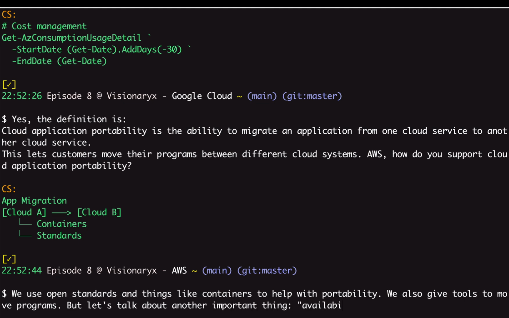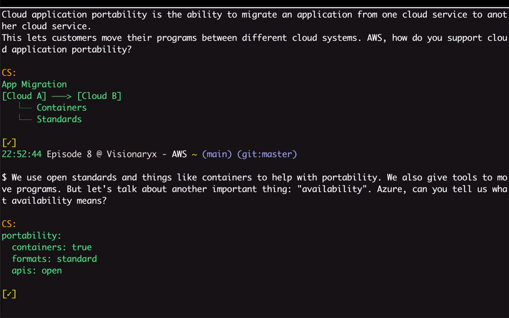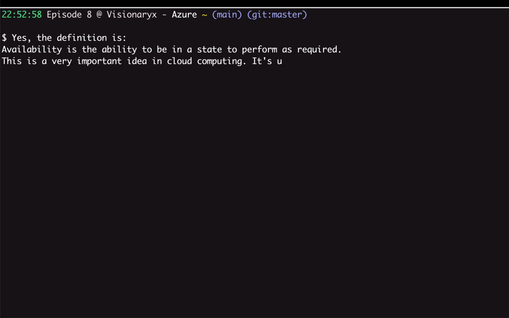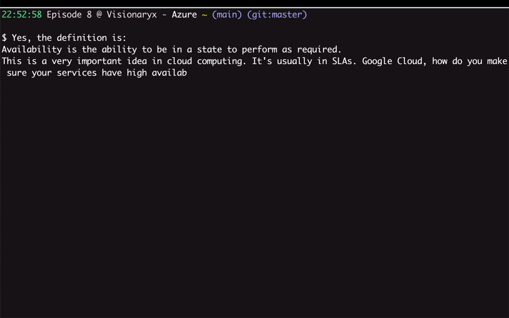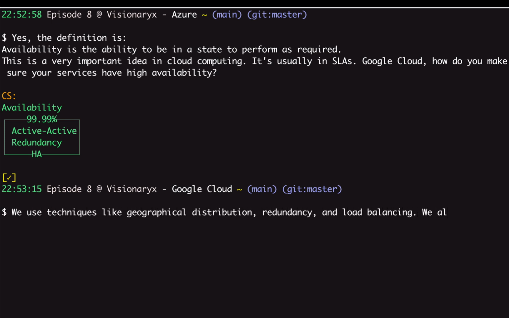But let's talk about another important thing, availability. Azure, can you tell us what availability means? Yes, the definition is, availability is the ability to be in a state to perform as required. This is a very important idea in cloud computing. It's usually in SLAs. Google Cloud, how do you make sure your services have high availability? We use techniques like geographical distribution, redundancy, and load balancing. We also use the concept of availability zones.